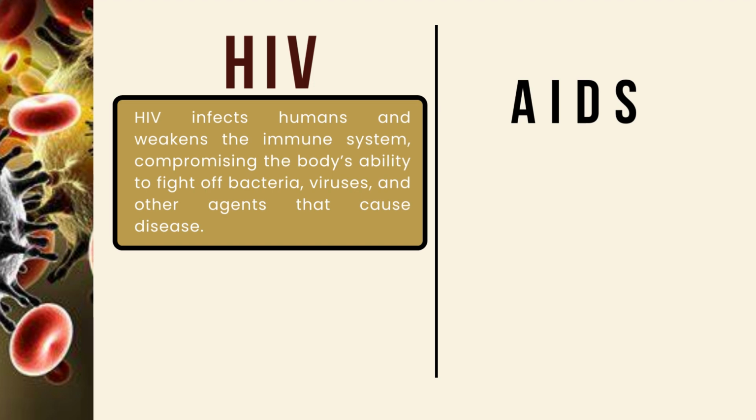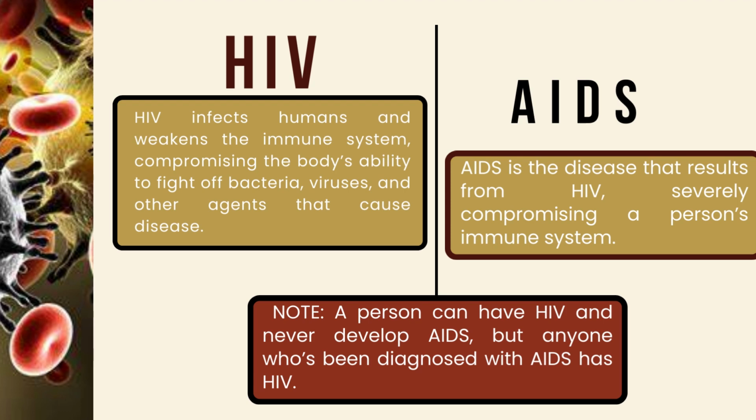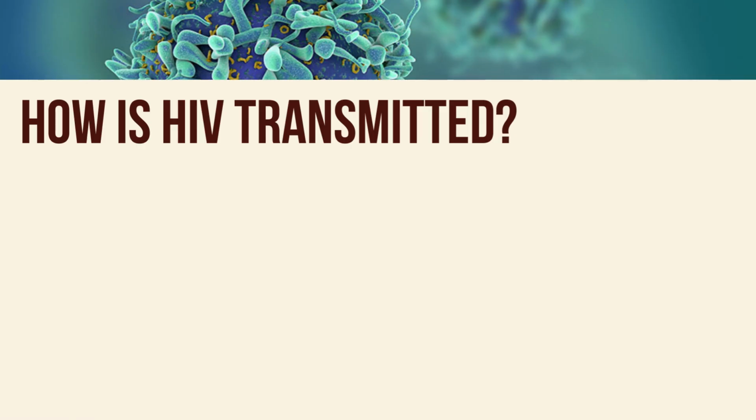as it should. Now, looking into AIDS, AIDS is a disease that results from HIV severely compromising a person's immune system. So it can be inferred that while HIV is a virus, AIDS on the other hand is a condition. So a person, let's remember this, a person can have HIV and never develop AIDS, but anyone who's diagnosed with AIDS has HIV. But how do people get, or basically how is HIV transmitted?